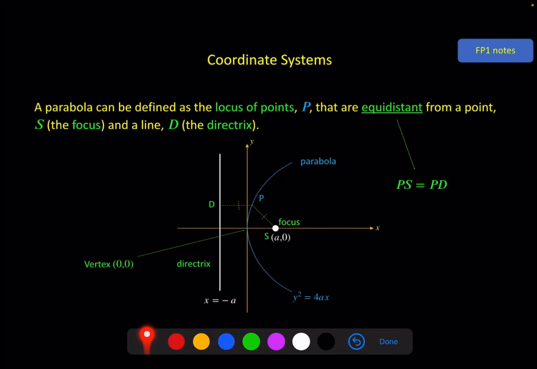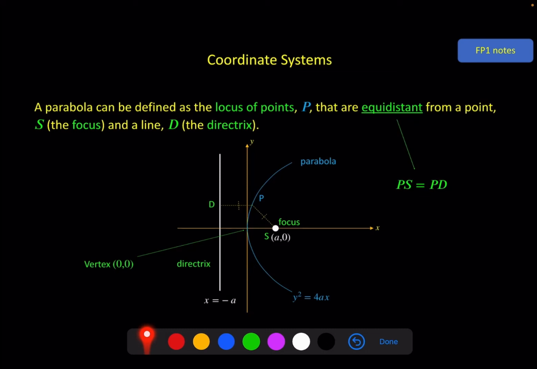So if you know that constant a, you know the coordinates of the focus, you know the equation in Cartesian form, you know the equation in parametric form, and you know the equation of the directrix. Basically, you know everything if you know the value of a. And that's really useful, particularly as any one of these, if you know what they are, you can work out a and then work out all of the others.